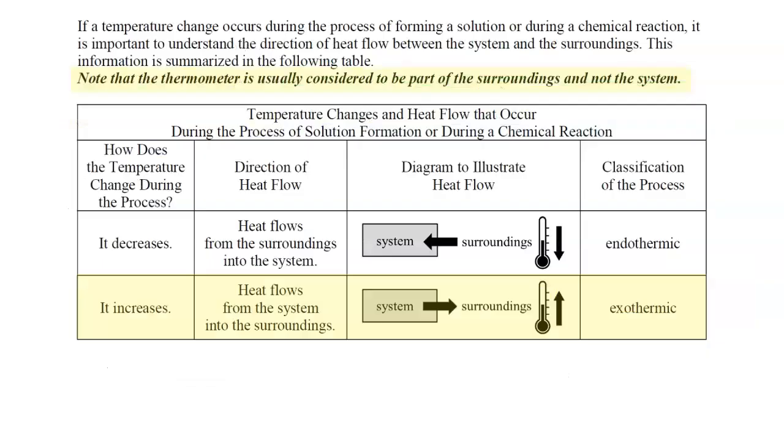So in my earlier video for topics 6.1 to 6.5, I said that if a temperature change occurs during the process of forming a solution or during a chemical reaction, it is important to understand the direction of heat flow between the system and the surroundings. Note that the thermometer is usually considered to be part of the surroundings and not the system. So during a chemical reaction, if the temperature increases when two chemicals are combined together in a calorimeter, then heat is flowing from the system into the surroundings. So it should be an exothermic reaction.